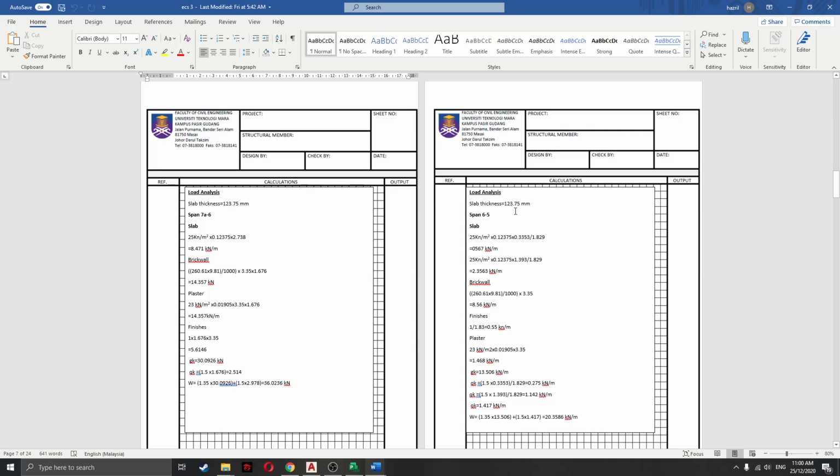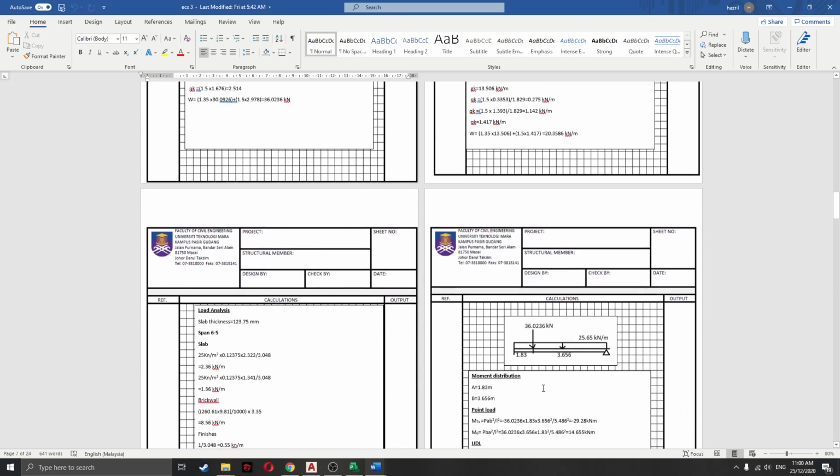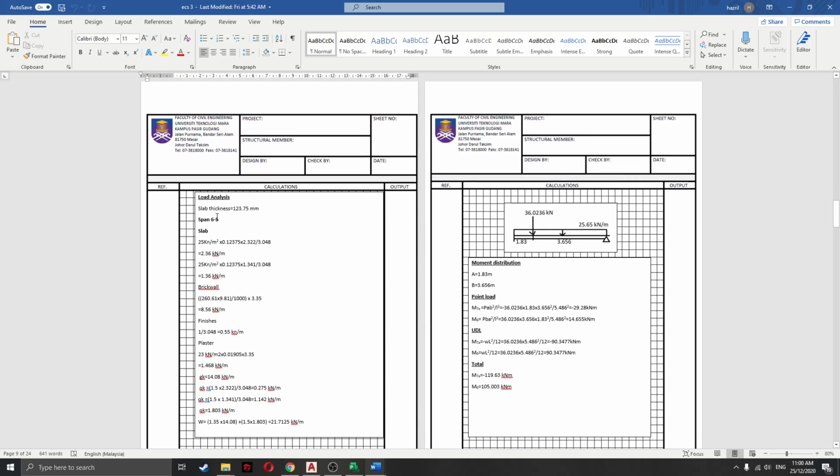Then for span 6 to 5, I get 20.3586 kilonewton per meter. For span 4 to 1, I get 21.7125 kilonewton per meter from this.